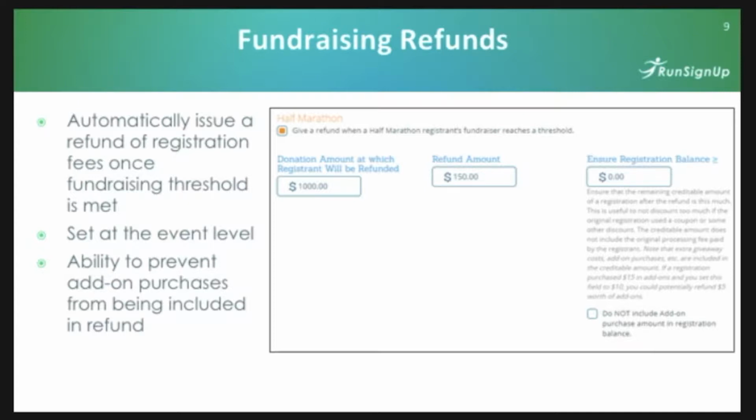It allows you to have fundraising minimums that allow them to get the full entry back on the race or a specific amount. So the idea is that you can go in, set this up, and you can go, hey, if you raise $1,000, you're going to get free entry or you're going to get $100 back. And this is all automated. So once you set it up, once they hit their fundraising threshold, they're going to get the specific refund amount back. And that happens roughly at 12 at night Eastern.